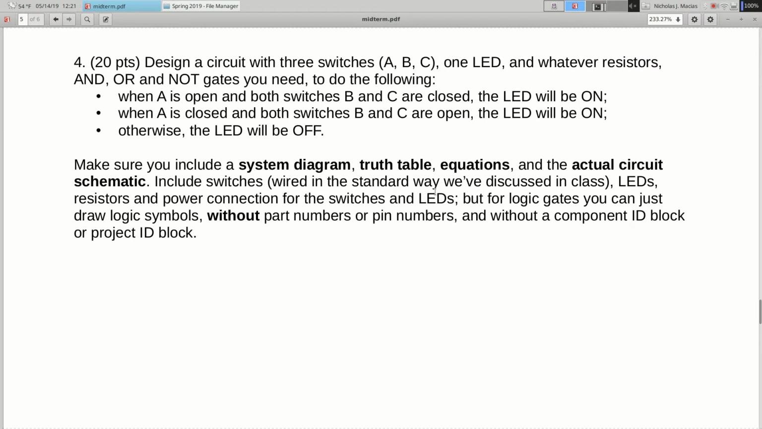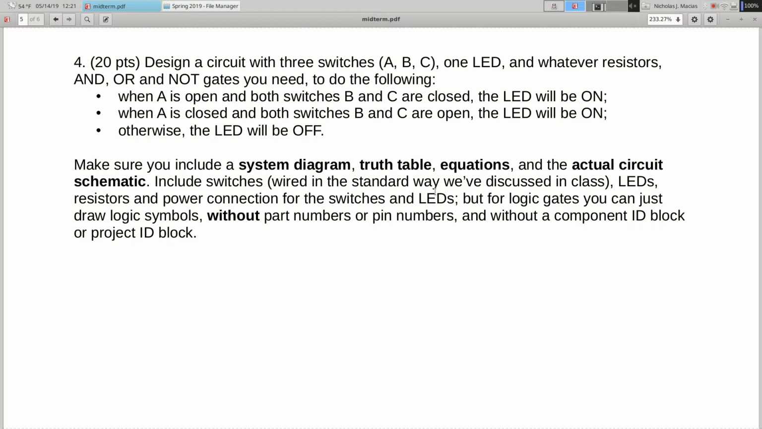All right, circuit design. Circuit design was pretty good too. So design a circuit with 3 switches, LEDs, resistors, gates. So when A is open and B and C are closed, the LED is on. When A is closed and B and C are open, the LED is on. The bonus point of this question is that if you have the wrong idea of what open and closed do, you still get the right answer because it's symmetric.